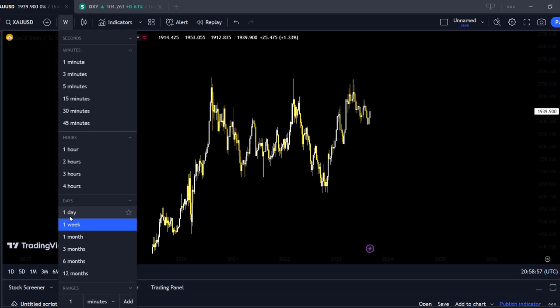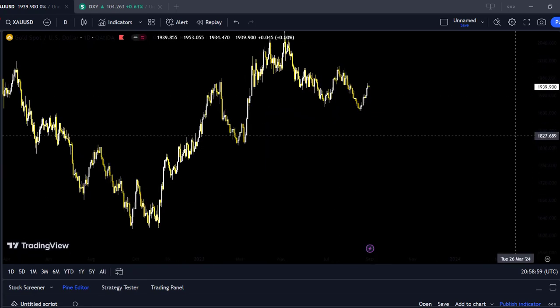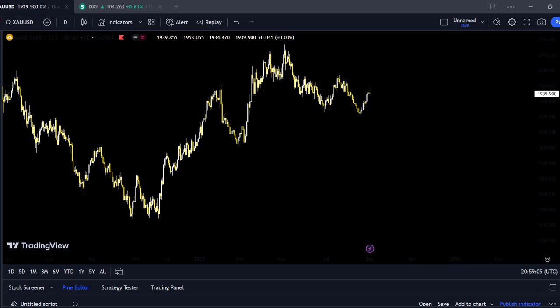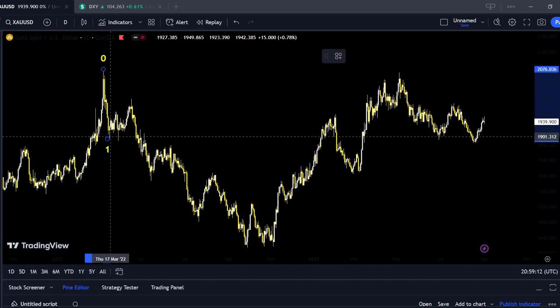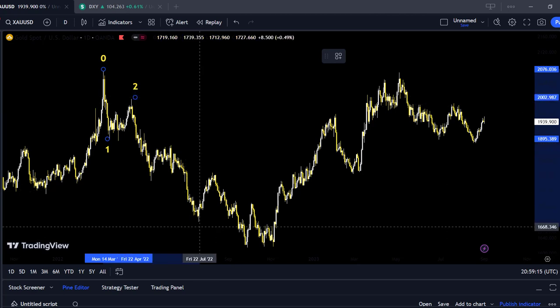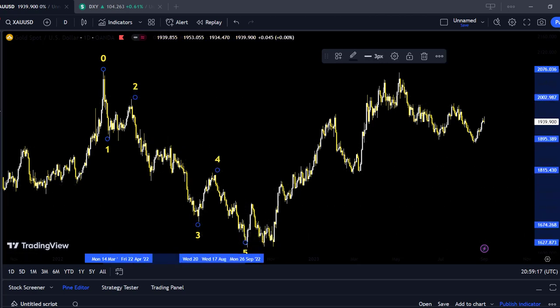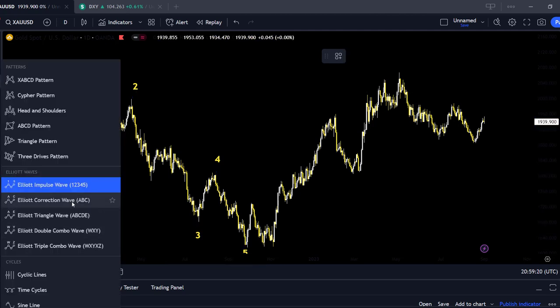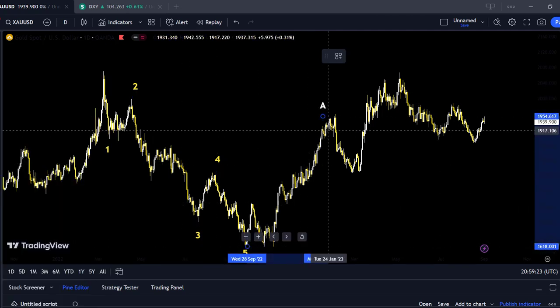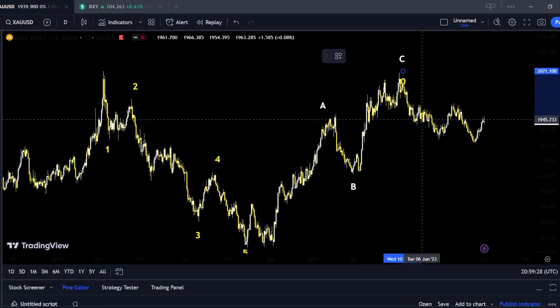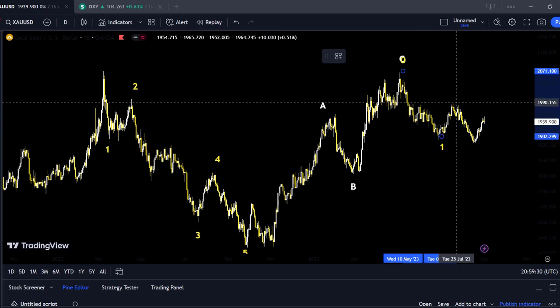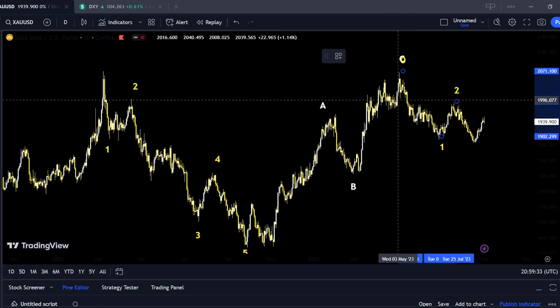So now let's move towards the daily time frame. Let's see what we have here. We have a lot of confirmation in the daily time frame. First of all, if we discuss the Elliott waves, here we have our first, second wave, third, fourth and fifth wave, and after that it has completed the correction A, B, C, and now it's again making its move. So here it's first wave, second wave at around 38.